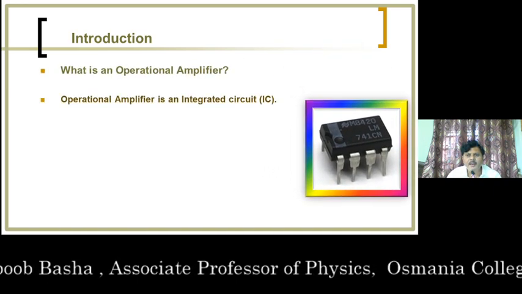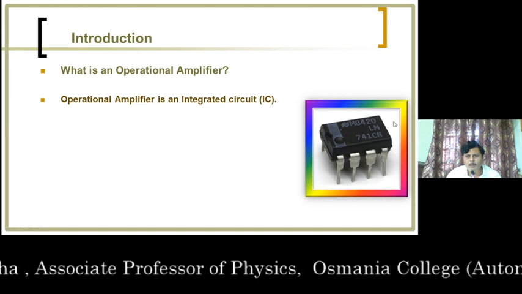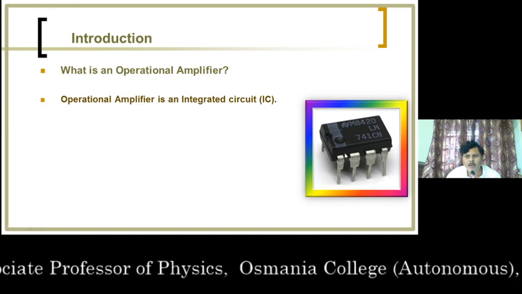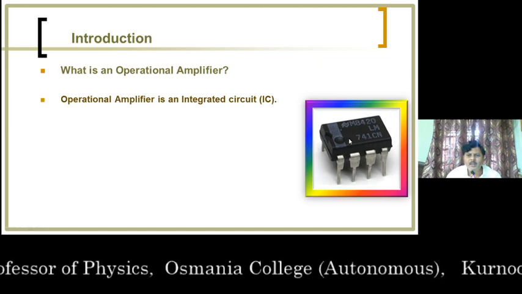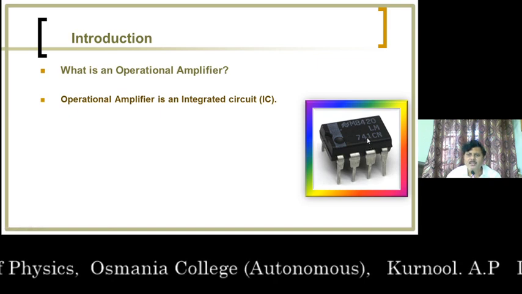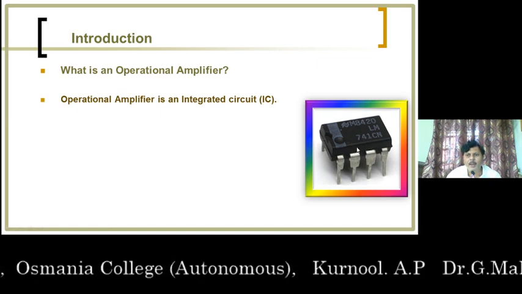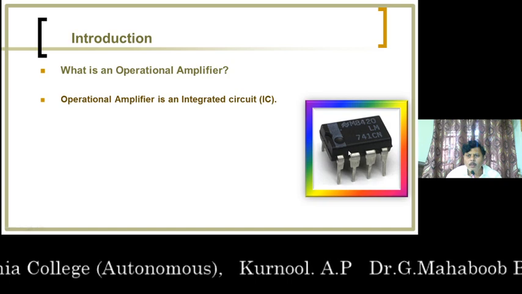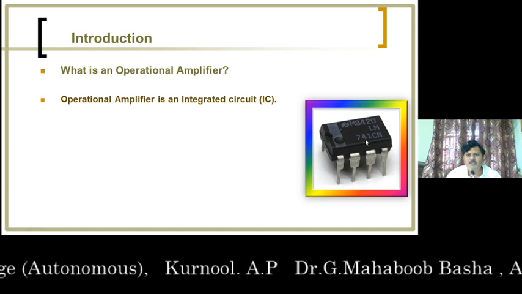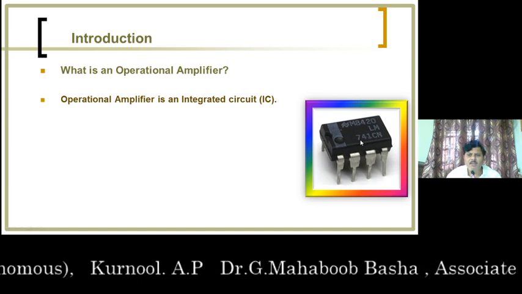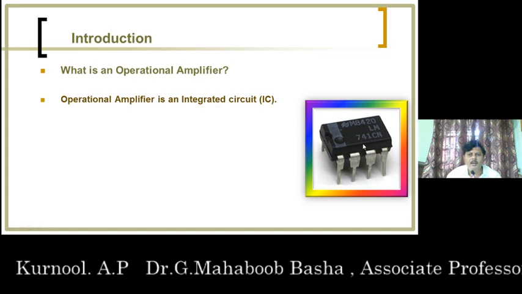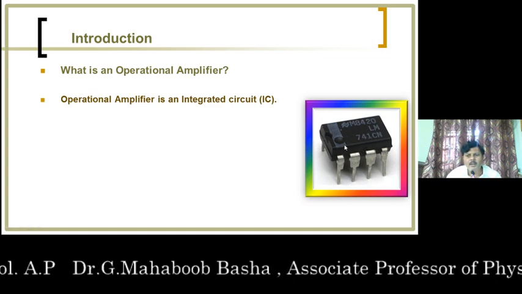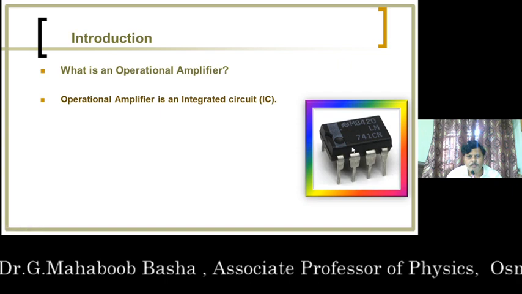Op-amp is an integrated circuit. This picture shows you the IC741 op-amp. It is made up of 20 transistors and a few resistors and capacitors. By using micro thin film technology, it was invented by Schwartzel when he was working at Bell Labs, USA.